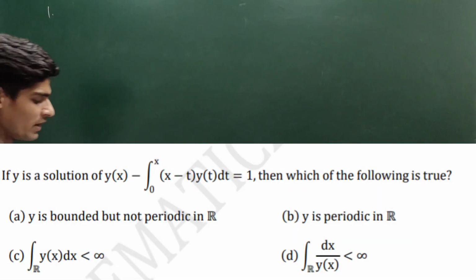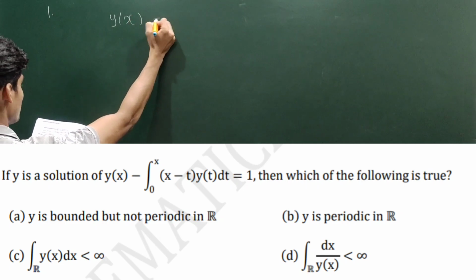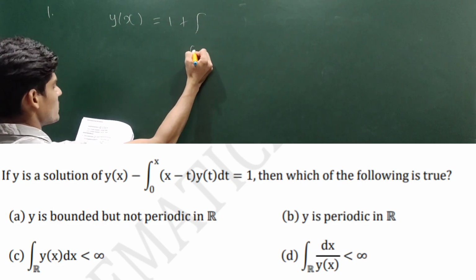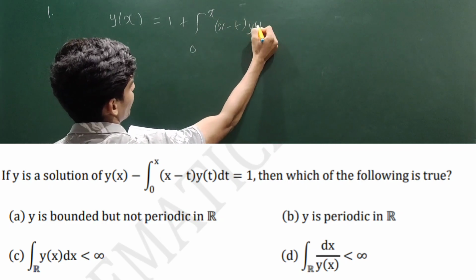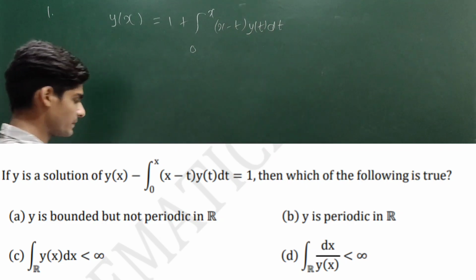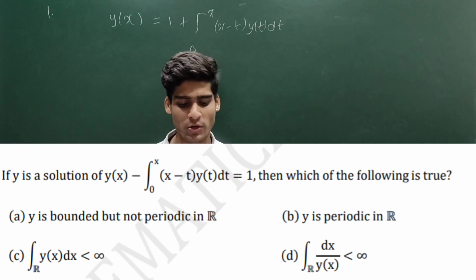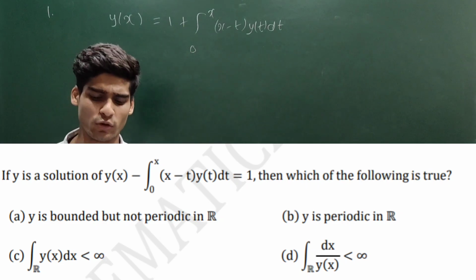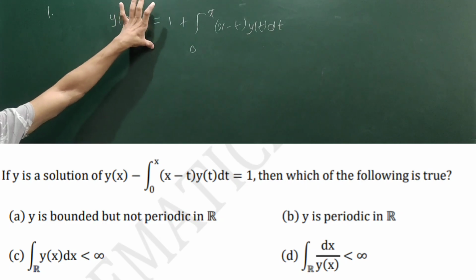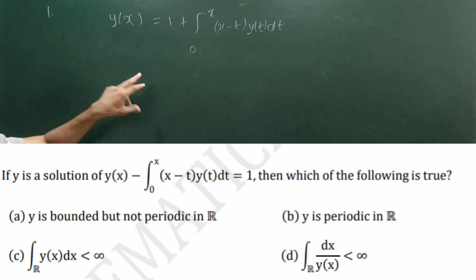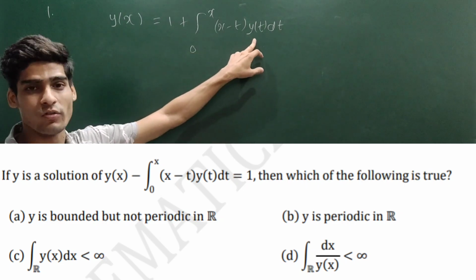Problem number 1. If y is a solution of the integral equation y(x) = 1 + integral from 0 to x of (x minus t) y(t) dt, then which of the following is true? Option A, y is bounded but not periodic. So they are asking the nature of the solution. Can you claim directly the nature of the solution from here? If you see here, you cannot conclude anything about y.